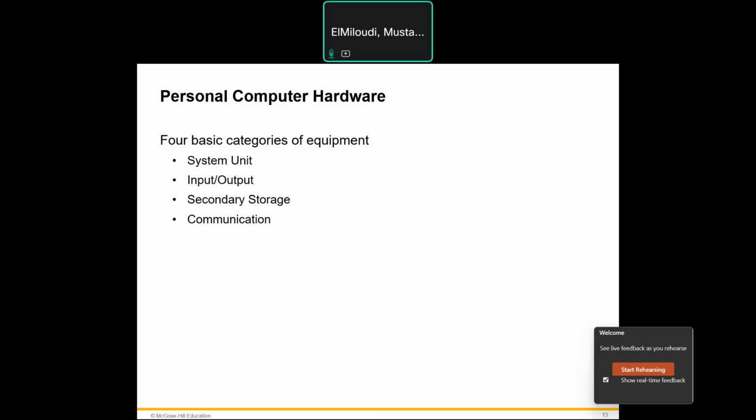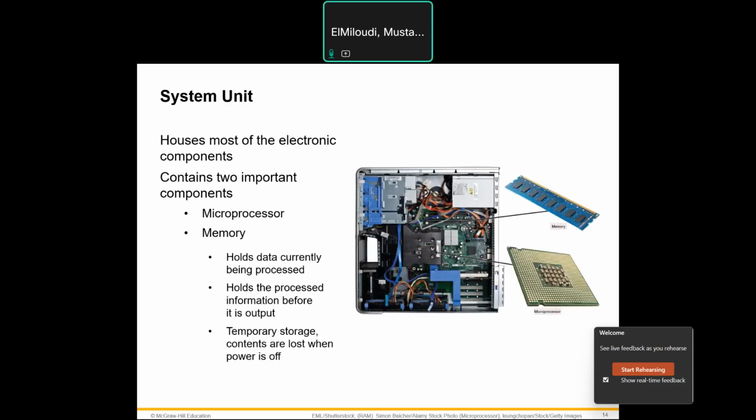But if we want to save them, to store them permanently, we need to use some kind of secondary storage, like a flash drive or a hard disk. So this is for permanent use. And communication is anything that allows us to communicate or to connect computers. We'll get to that when we talk about networking and the internet.